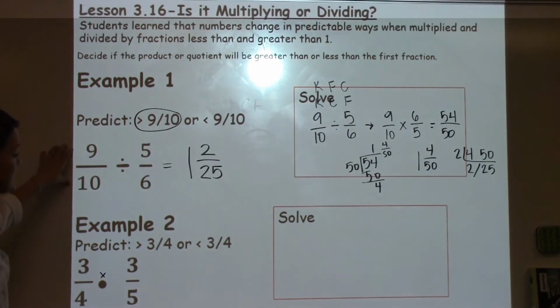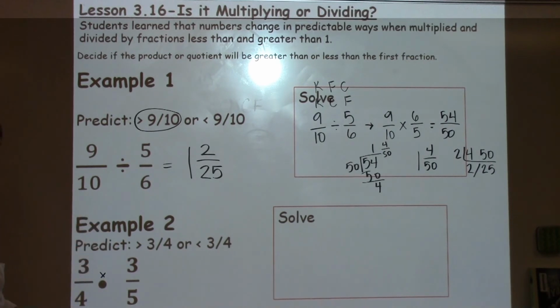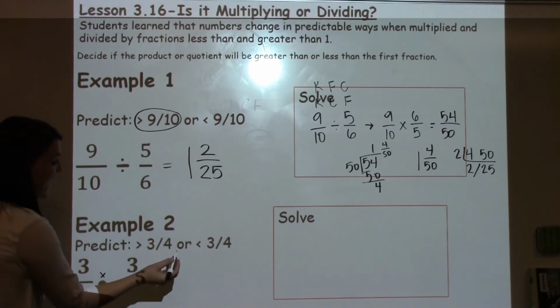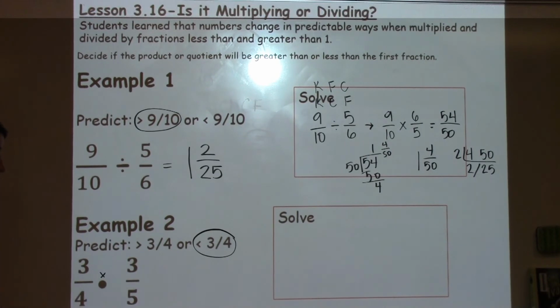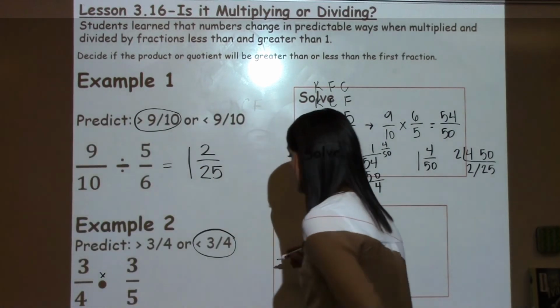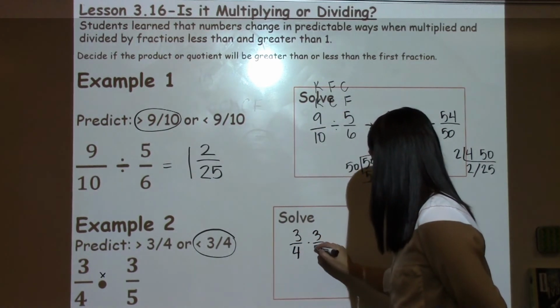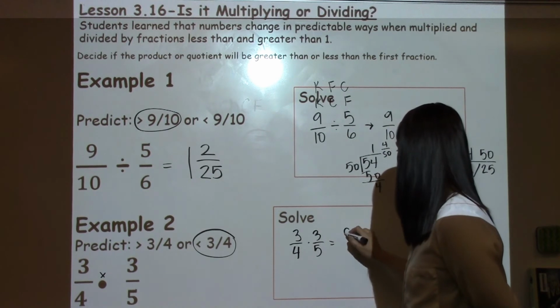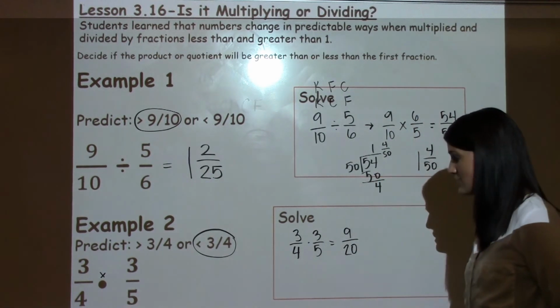But remember from this example, when I have fractions in my problem, the opposite actually occurs. So instead of things getting bigger with multiplication, because I have two fractions, I think that this is actually going to get smaller, and my answer will be smaller than 3/4. So that's my prediction, and now I'm going to solve to see if I was correct. So I've got 3/4 times 3/5. Top times top is 9. Bottom times bottom is 20, so 9/20.